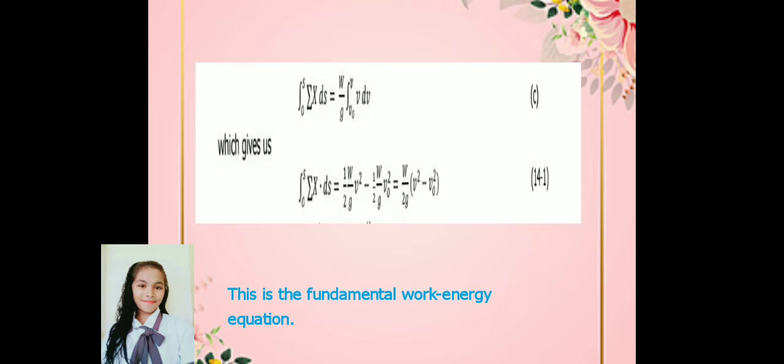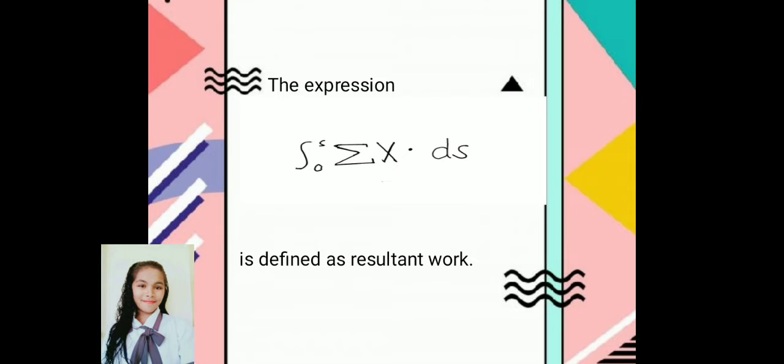is equal to W over g times the integral of v dv, which gives us the integral of the sum of F times ds is equal to 1/2 W over g v squared minus 1/2 W over g v sub o squared, which is equal to W over 2g times the quantity v squared minus v sub o squared. This is equation 14-1, and this is the fundamental work energy equation.